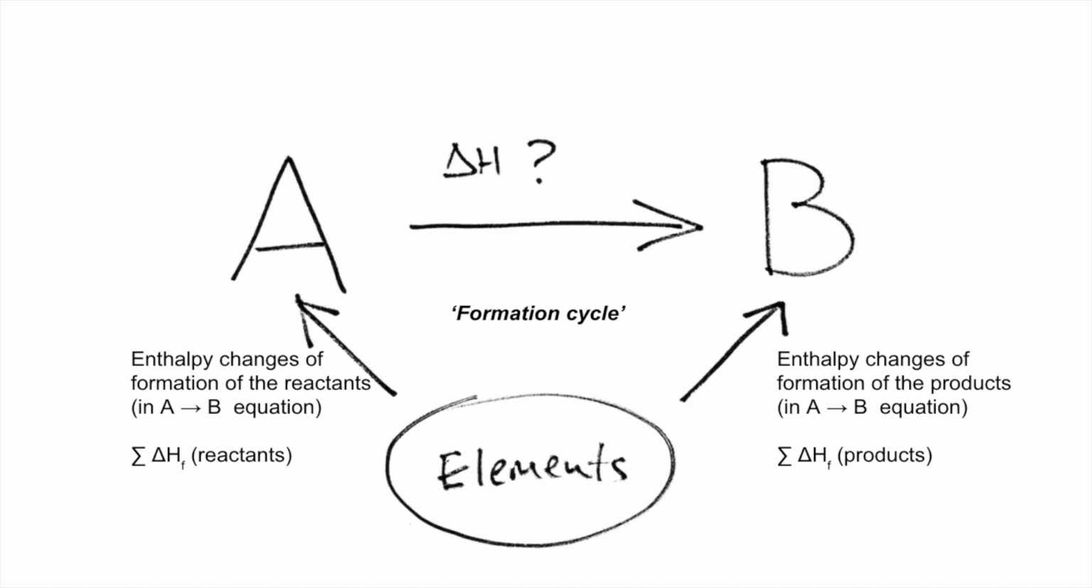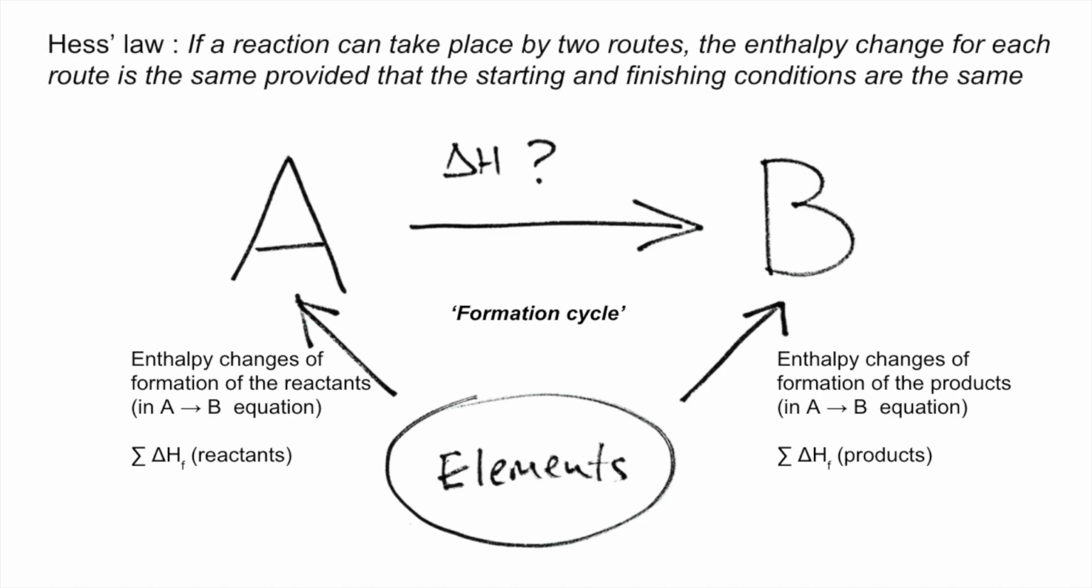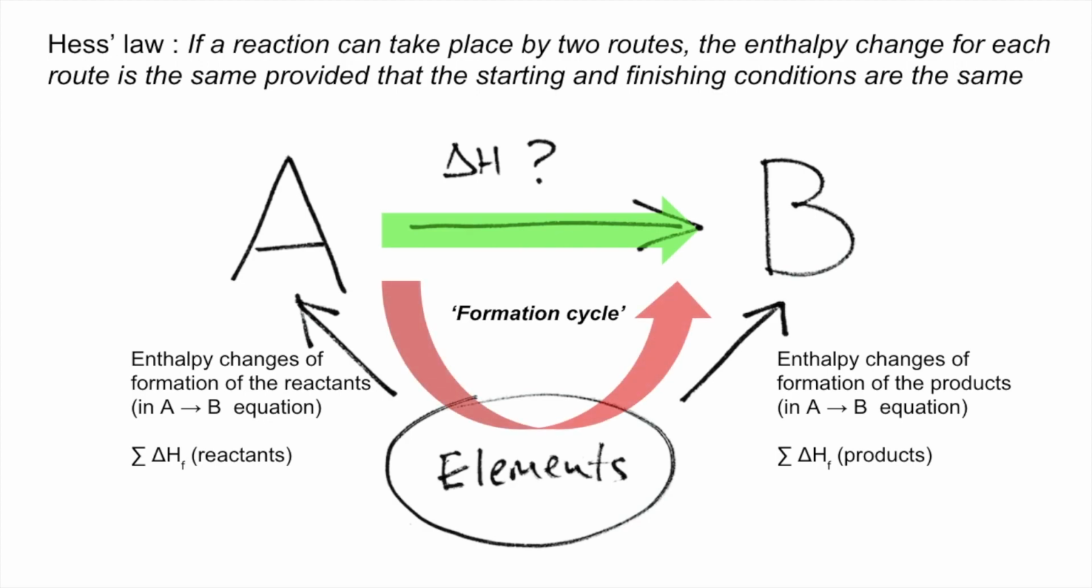Then if we apply Hess's law, which says if a reaction can take place by two routes, the enthalpy change for each route is the same, providing you start and finish at the same places. There's two ways to go from A to B. There's the green route or there's the red route. So the vector approach looks at the direction of the arrows.